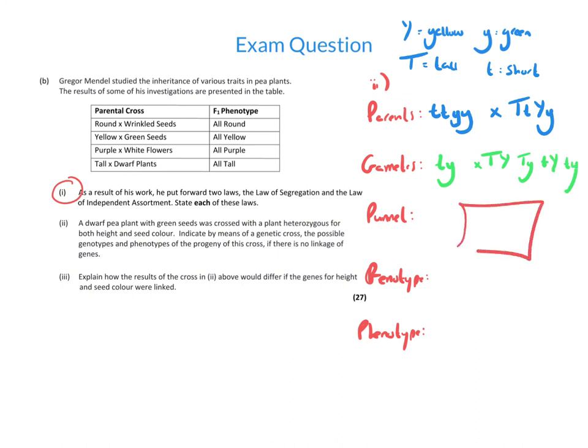So we form our Punnett square. Sorry, I drew that one wrong. It should be one row and four columns, or four rows and one column, up to you. Again, just be careful of your y's so you know which one is which.